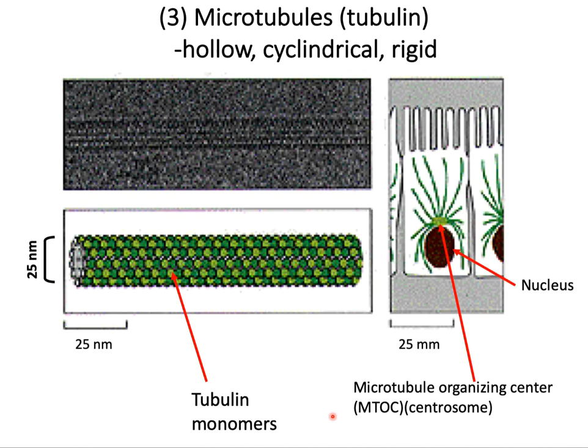The third type of filament that you find inside the cell are the microtubules. They are polymers of tubulin proteins. They are the largest of the three filaments, and they are about 25 nanometers in diameter. They are hollow, cylindrical in shape, and they are extremely rigid. They are the most rigid out of the three filaments that make up the cytoskeleton.